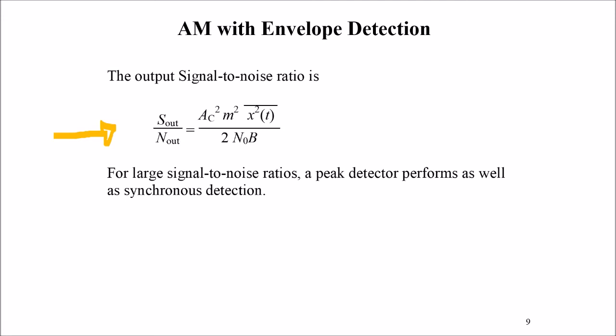And this is exactly the same expression we got for synchronous detection. So for large signal to noise ratios, a peak detector performs as well as synchronous detection. The advantage is peak detectors are much simpler to build and much less expensive than synchronous detection. And if you have a large signal to noise ratio, that is to say, if you're relatively close to the transmitter, if you're thinking about conventional AM radio, then the peak detector works perfectly well compared to synchronous detection. It works as well as, or approximately as well as.